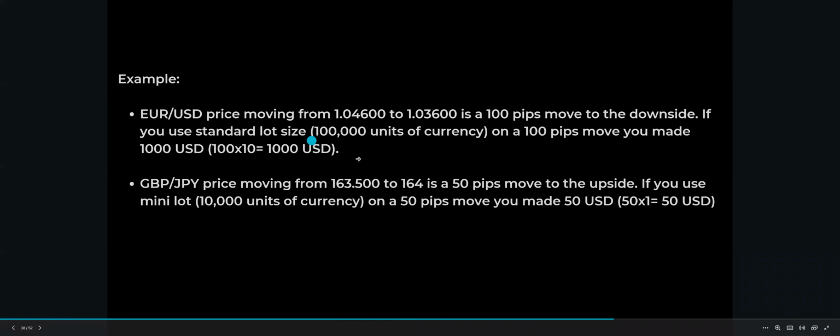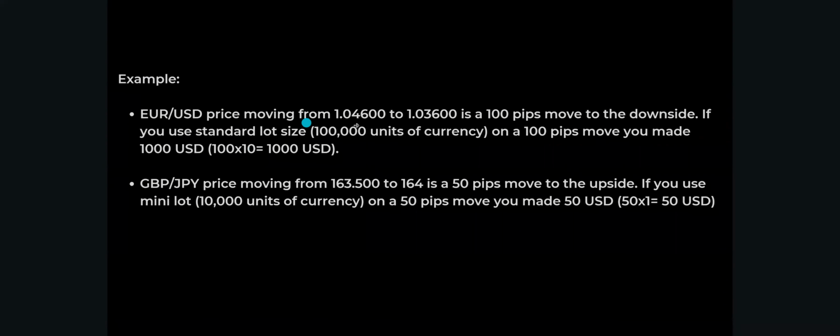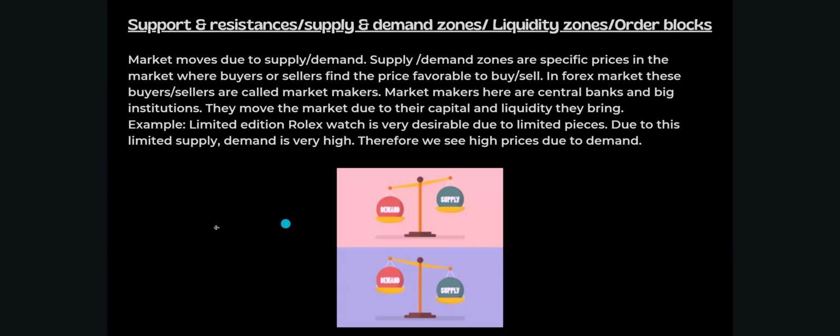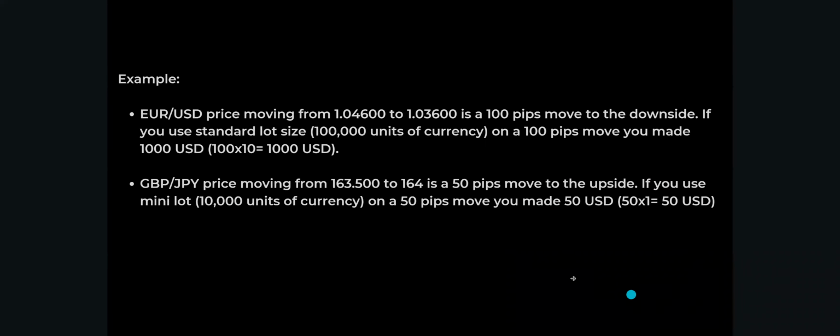So I have put a few examples up here. Euro USD price moving from 1.046 to 1.036. This is a 100 pip move. And if you use the standard lot size here, you would make 10 into 100, $1,000. Again, with the British pound, Japanese yen, you have a 50 pip move and you used a mini lot, 10,000 units of currency, which is $1 per pip. So you basically made 50 into 1, $50 on the move. So that's pips and lots.